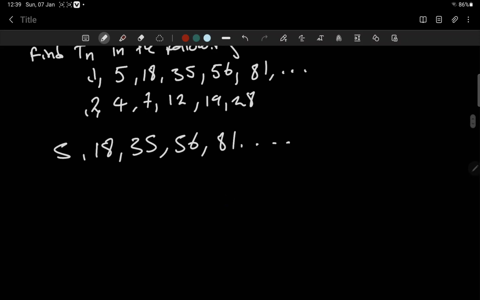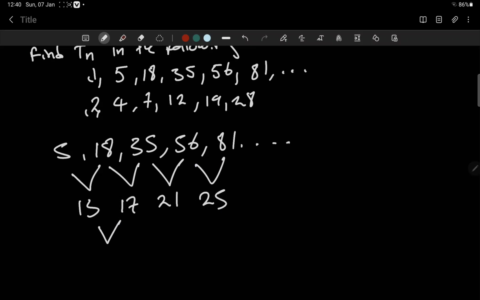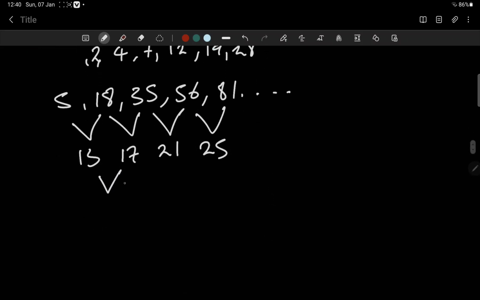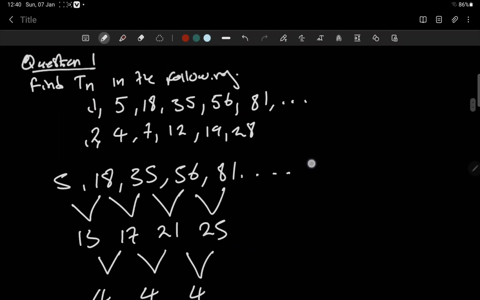Then what we need to do, step 1, is find the first difference. 18 minus 5 is 13, 35 minus 18 is 17, 56 minus 35 is 21, then 25. Then the second difference: 17 minus 13 is 4, 21 minus 17 is 4, 25 minus 21 is 4.